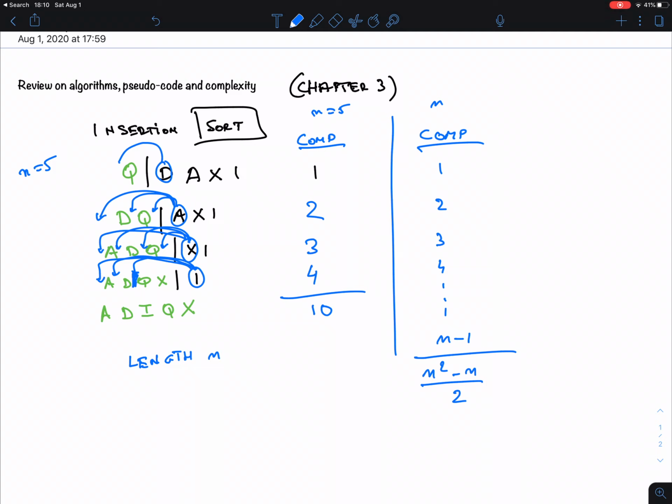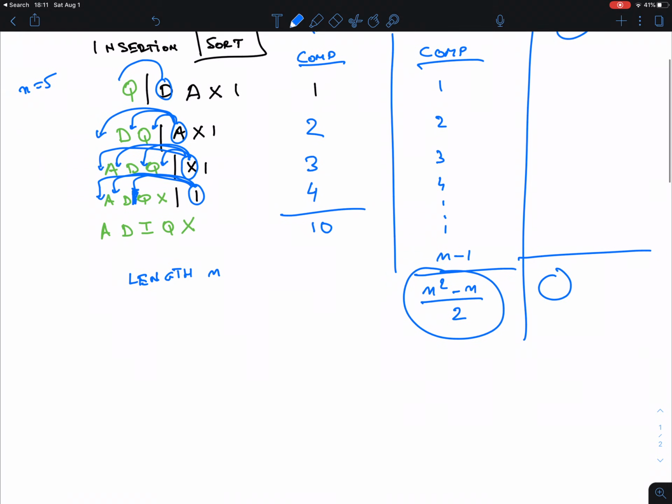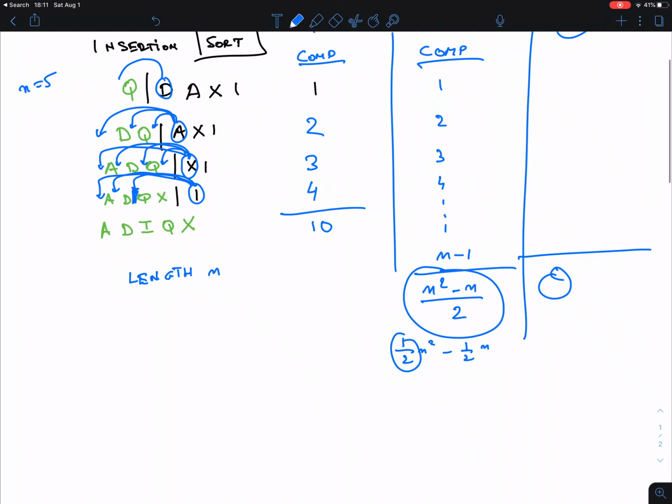Let's see, is this correct? For n equals 5, 25 minus 5 is 20, divided by 2 is 10. Yeah, this gives me this number. But this is too much detail. So in the big O notation, we ask, what is really mattering? Well, there's a quadratic in there with a coefficient. If you write this out as a polynomial, it would be 1/2 n squared minus 1/2 n. First of all, in the big O, these constants do not matter, so we ignore them.